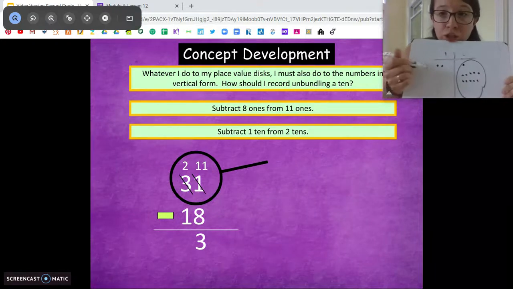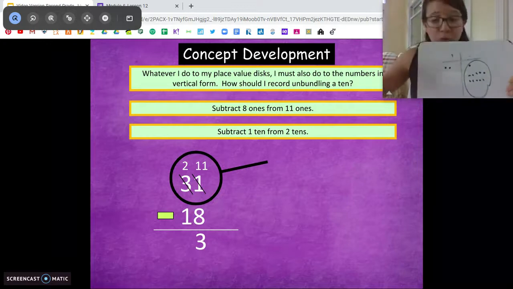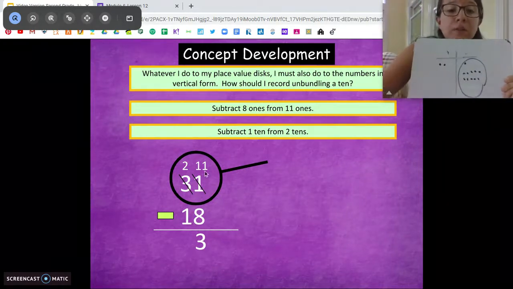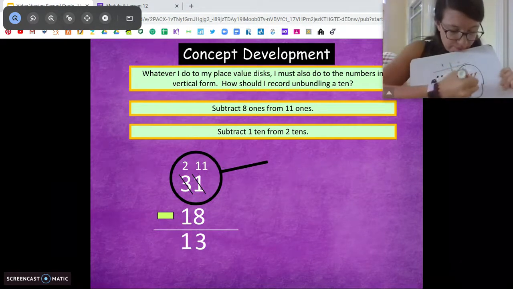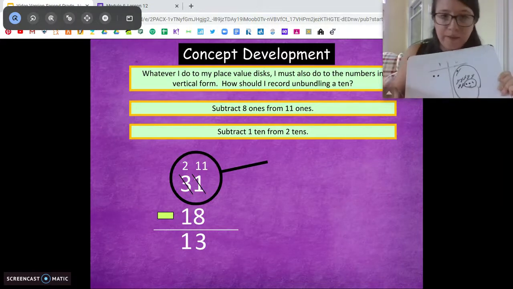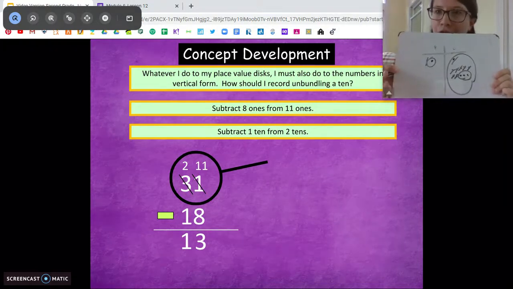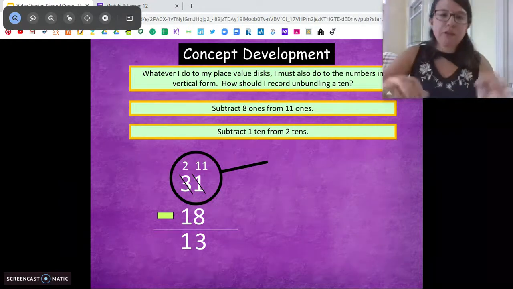So we have 2 and 11. 2 10s, 11 ones. It's equal to 31, but we just moved it around so it was easier for us to subtract. So now we can subtract. We can take 8 away from here, and we end up with 3. And we can take 1 away from here, and we end up with 1, and we have 13. Just a different way of writing it so that you don't have to draw the picture every time.